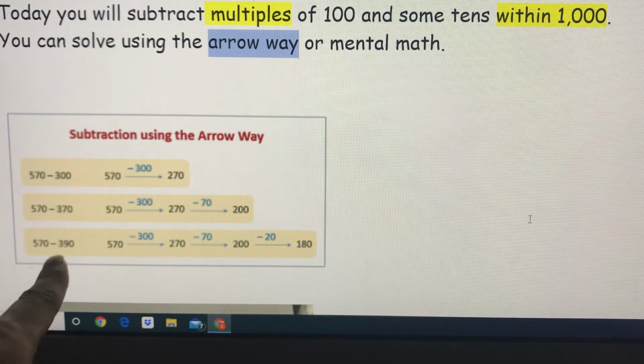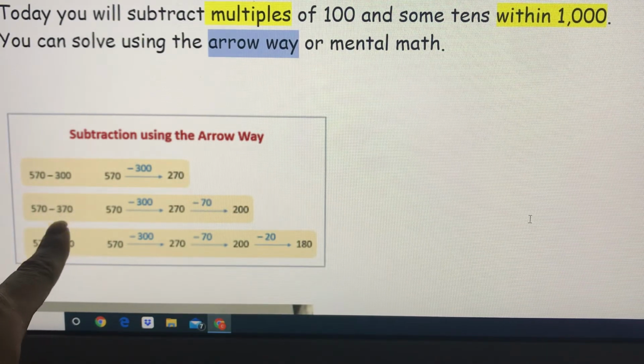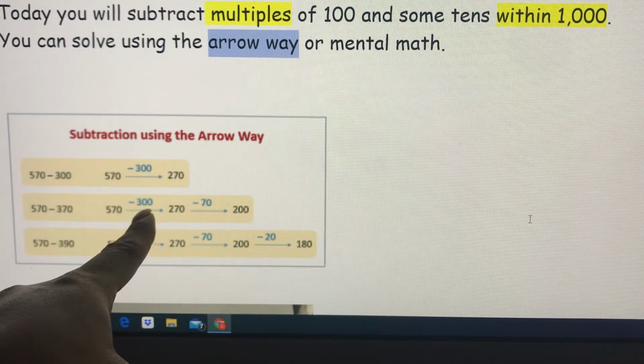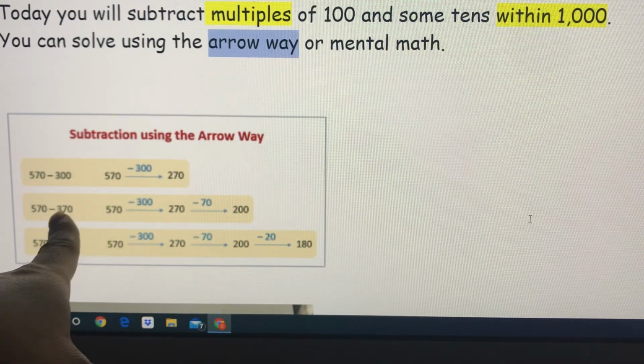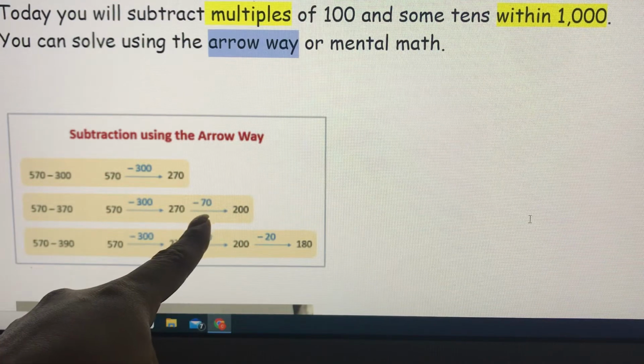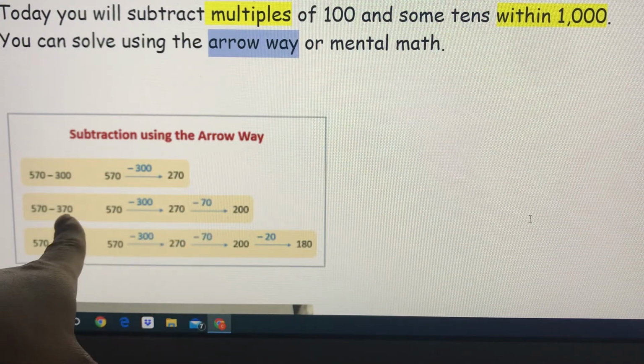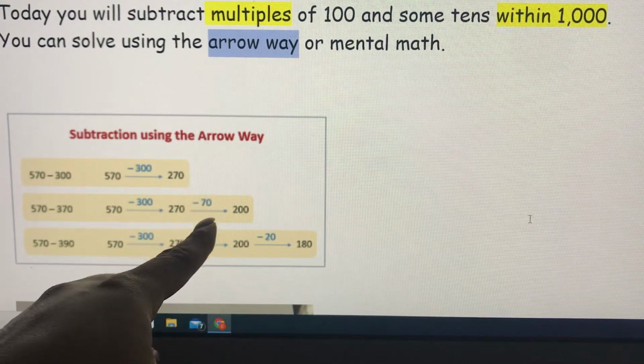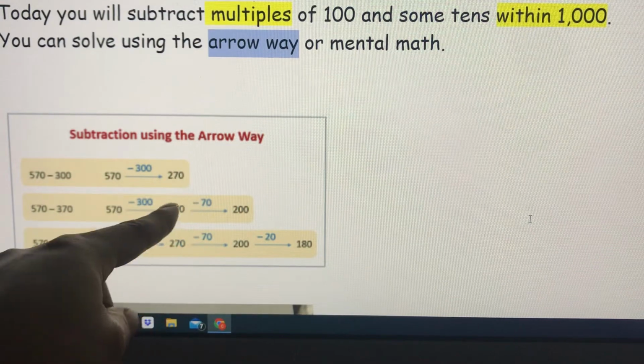And for the bottom two examples, you see that they have tens. So what we did is, for the first one, we drew one arrow for the hundreds place, which is a 300, and one arrow for the tens place, which is a 7, which means 70. And so we took all the hundreds all at once and all the tens all at once. This can be tricky for kids.